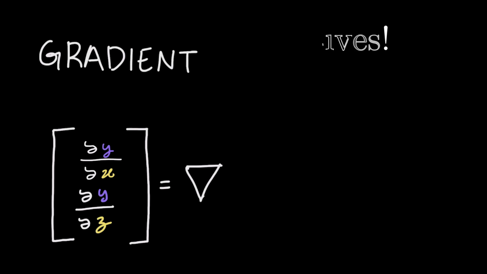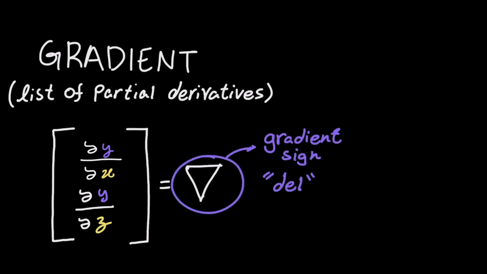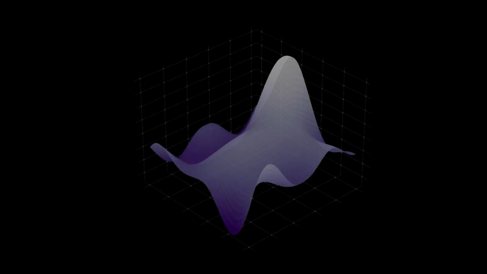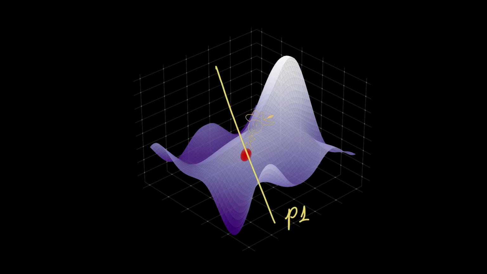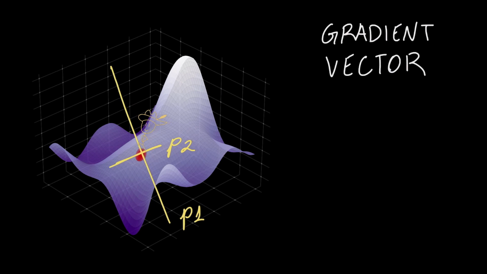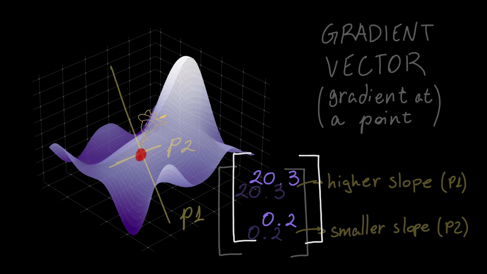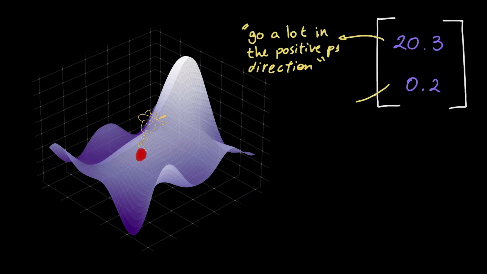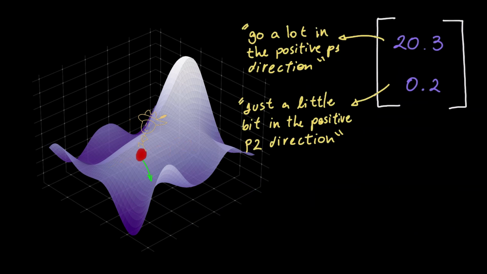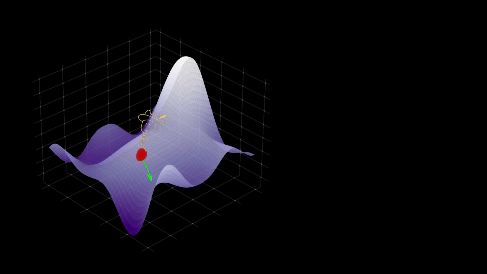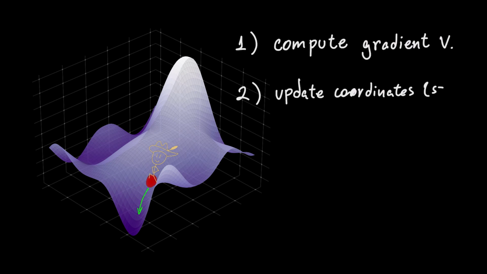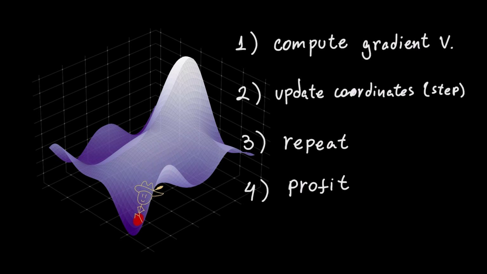Putting the partial derivatives together into one big vector gives us the gradient of the function. In this example, the slope in the direction of p1 is very high and pretty low in the direction of p2. Because of this, the gradient vector of that specific point may look like this. We can use this vector as a sort of compass needle, an arrow that will guide us in the direction of steepest descent. Now we can take a step and update our coordinates to that new location. Repeat this process a bunch of times and you'll end up converging towards a locally minimal region.